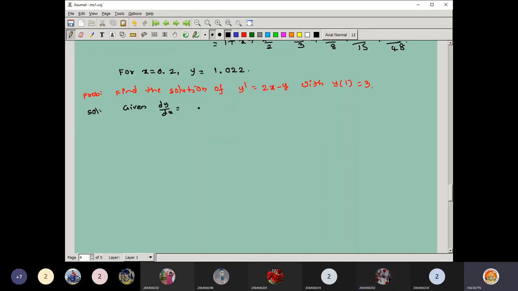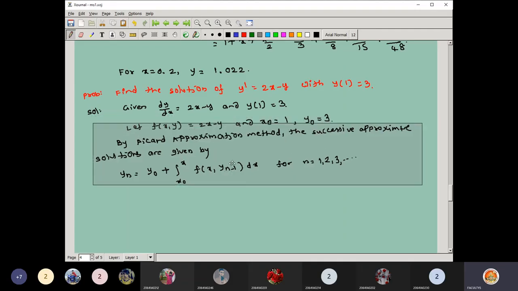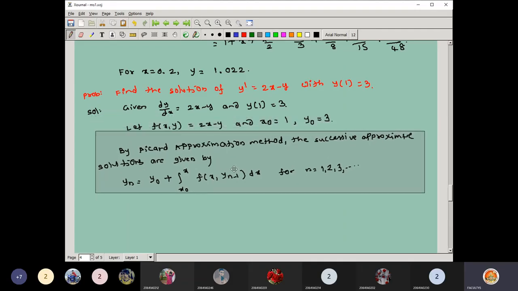dy by dx equal to 2x minus y and the condition is y of 1 is equal to 3. That means your f of x comma y is 2x minus y, and x naught is 1 and y naught is equal to 3. That's the clue. So there you directly substitute into your Picard approximation method and try to find out the solution for that.